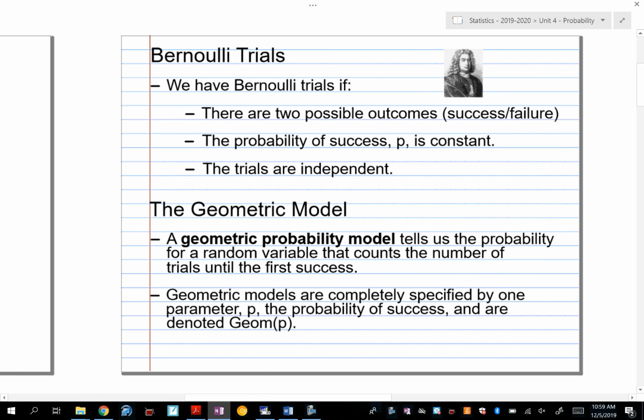He was born in the 17th century. His name is Jacob Bernoulli. He died in 1704, and he gave us Bernoulli Trials.